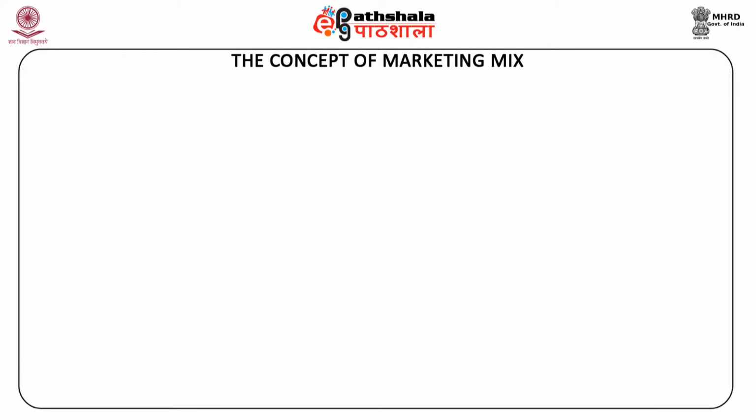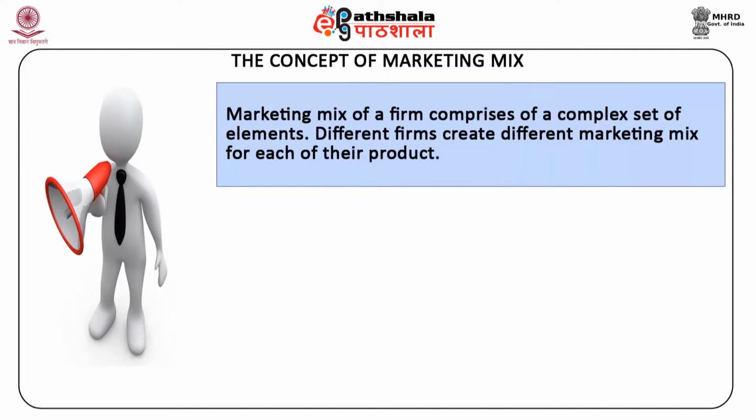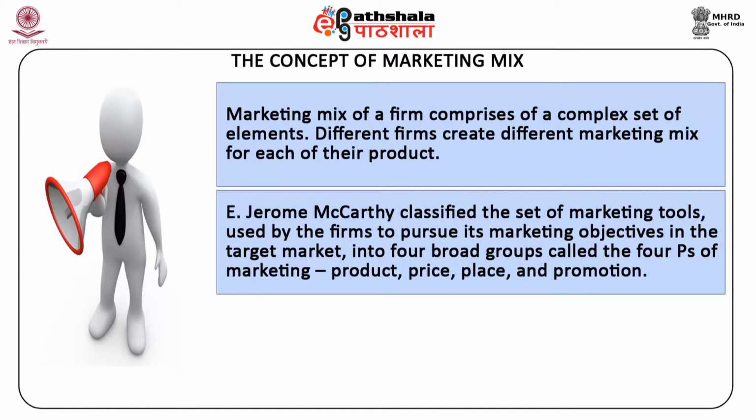First, we will discuss the concept of marketing mix. Marketing mix of a firm comprises a complex set of elements. Different firms create different marketing mix for each of their products. E. Jerome McCarthy classified the set of marketing tools used by firms to pursue their marketing objectives in the target market into four broad groups called the 4 P's of marketing, which are product, price, place, and promotion.